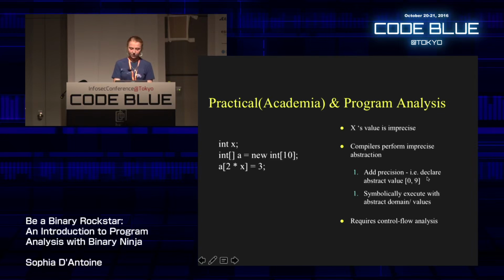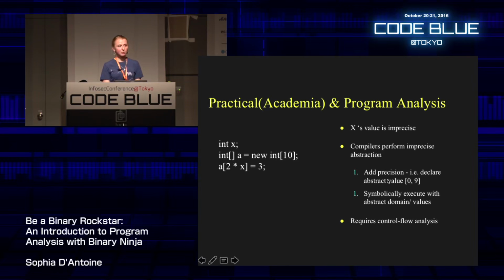So for this example, I was giving it a small range. So let's say x can only be between 0 and 9. Even then, when we're symbolically executing the code with these bounds, we can see that 2 times x could potentially be greater than 10. And therefore, this move of 3 into that memory address could actually be invalid.